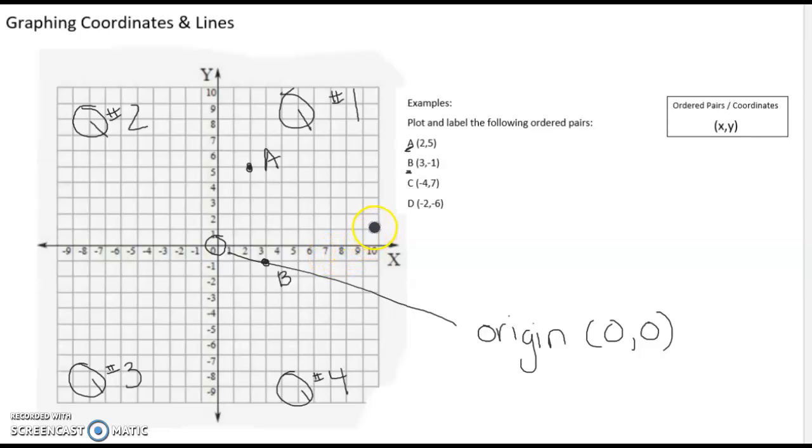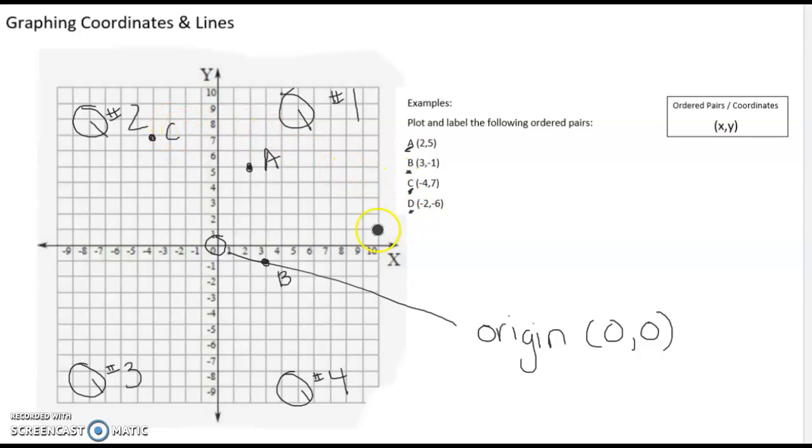Next, we have point C. X is negative 4, y is positive 7. So x negative 4. 1, 2, 3, 4, and y is 7. 1, 2, 3, 4, 5, 6, 7. Right here, I'll put a dot. Negative 4 and 7. Okay, so that would be point C.